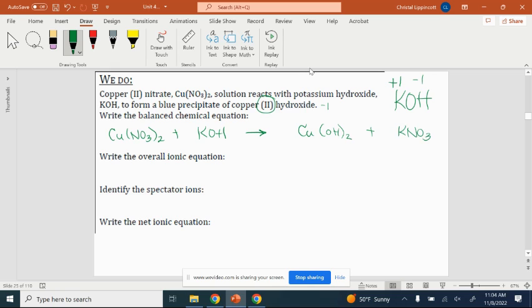For the net ionic compounds, you just separate all the stuff, so you basically have positive ion and negative ion. Copper 2+, 2 hydroxide, and then you have 2K+.